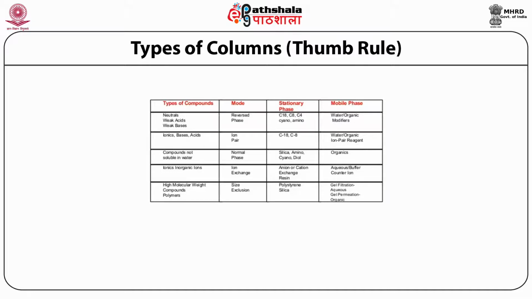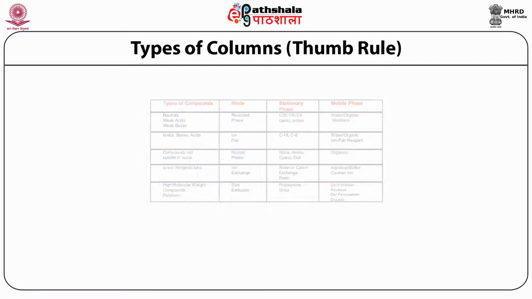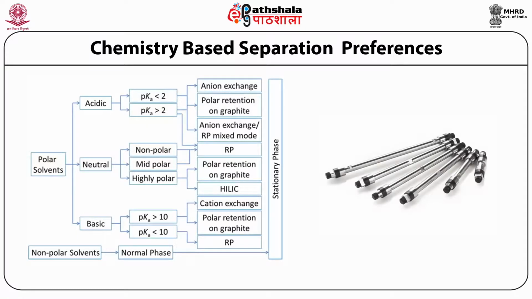In case the compound has higher molecular weights or is a polymer, you have no choice except to use size exclusion chromatography, like polystyrene silica, or using gel filtration as the mobile phase, especially aqueous gel filtration reagents. For the chemistry-based separation preferences, when you look at the array of things you have, in the polar solvents you have acidic, neutral and basic.